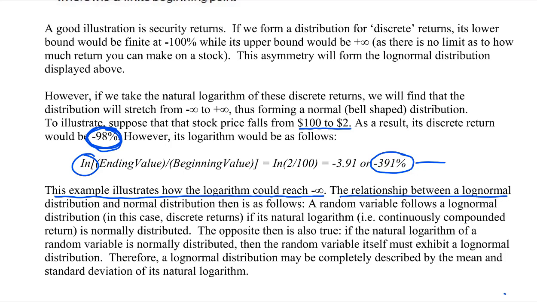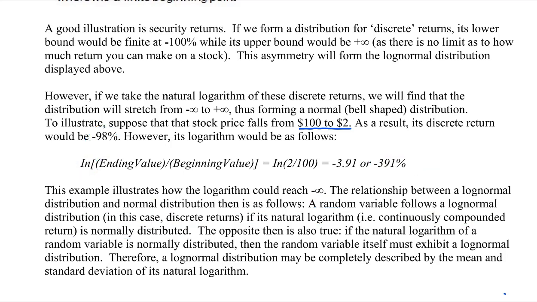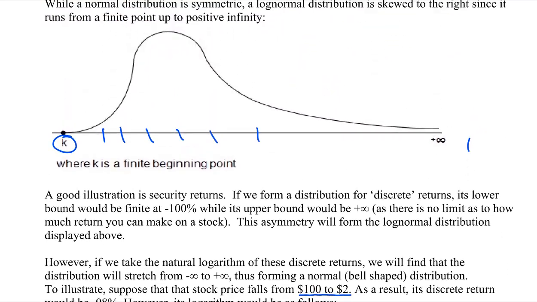The relationship between a log normal distribution and normal distribution then is as follows. A random variable follows a log normal distribution, in this case the discrete returns, if its natural logarithm, i.e. continuously compounded return, is normally distributed. And therefore, the opposite is true. If the natural logarithm of a random variable is normally distributed, then the random variable itself must exhibit a log normal distribution.